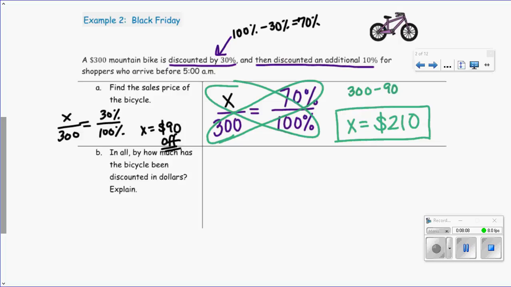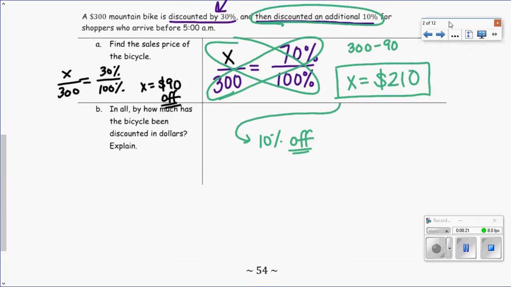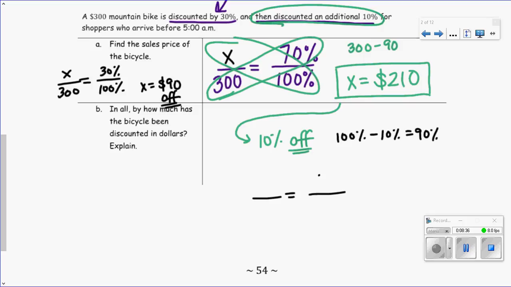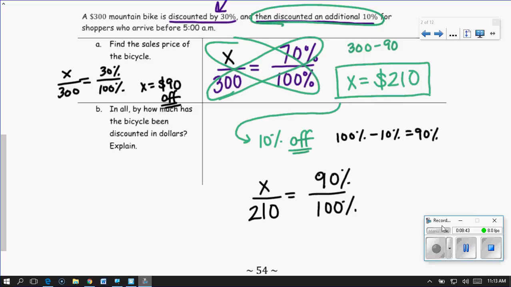Okay, so that's not it though. Now it says that it's discounted an additional 10%. So now we need to use this to find 10% off. Pay attention to that word off. Many, many kids forget that off means to take off, not just find 10%, take 10% off of that. Okay, so let's go ahead and take 10% off of that amount. If I take 10% off, hopefully you know that you can find 10% and subtract it, or you can just find 90% of $210. Okay, go ahead, pause it, solve it, and see what you get.